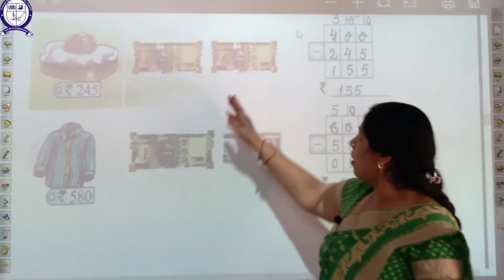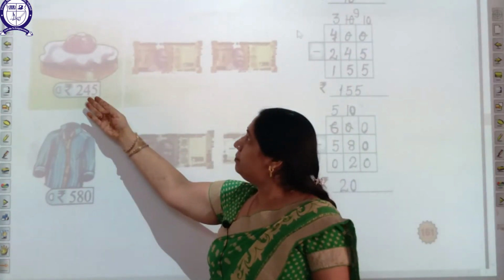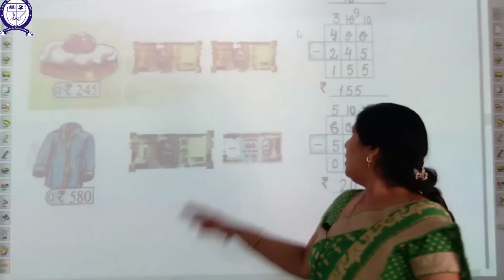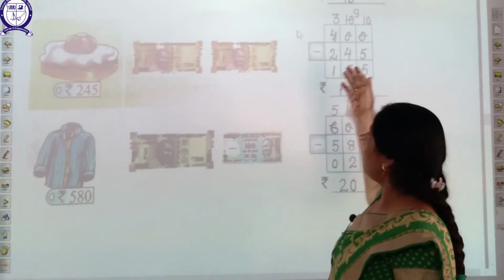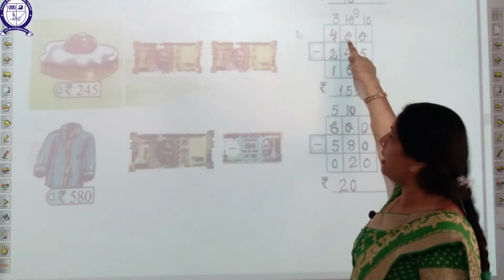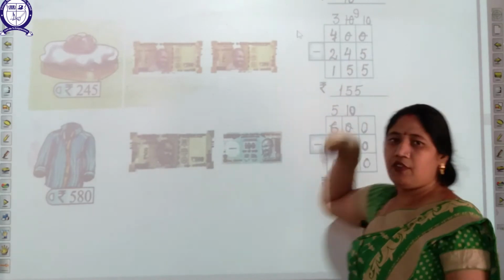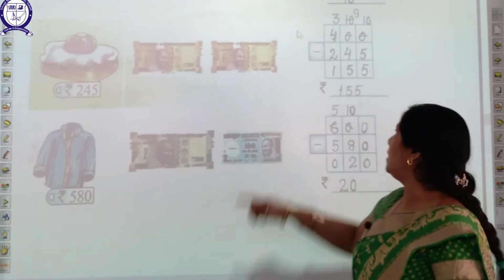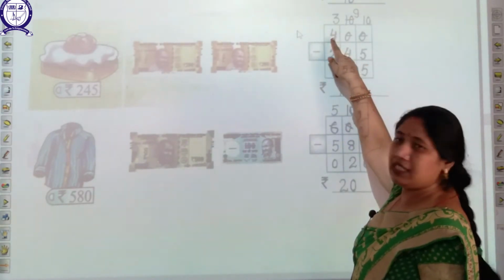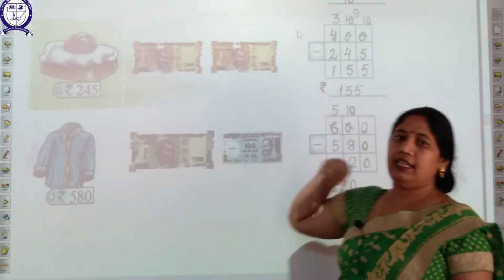We have given the shopkeeper 200 plus 200, 400 rupees, and we get the item for 245. So 245 out of 400, and we have to subtract here. Firstly we have to write 400 and then 245. Start from the ones place. We have to subtract from 0, so we have to borrow from the 100s digit. Firstly we have to borrow from the 10s digit, then we have to borrow from the 100s digit.